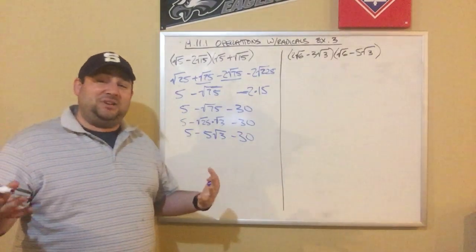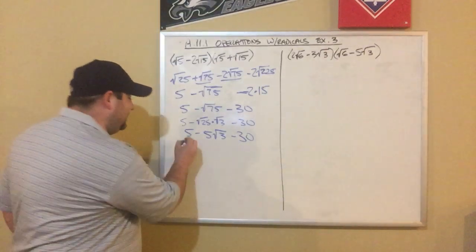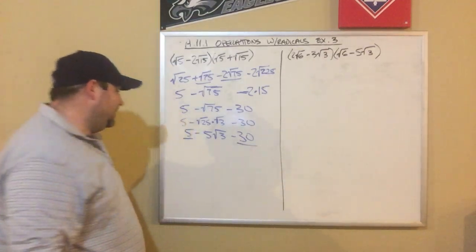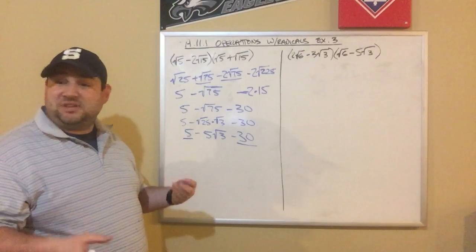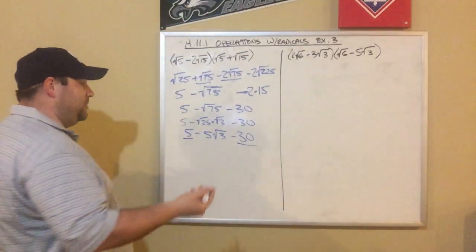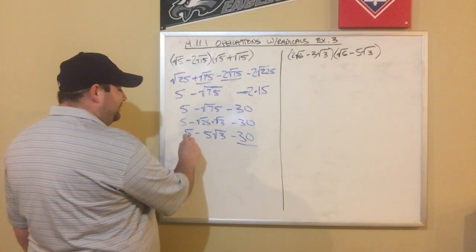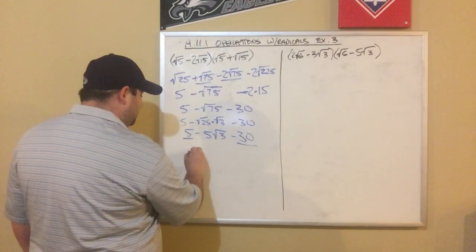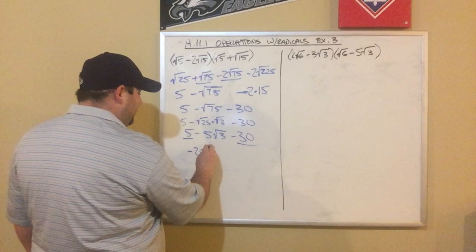You might still think you're done, but you're not, because look at the beginning and the end here. Those are both like terms. They're just numbers with no square root, no variable, nothing. So they're like terms. They're both constants. So I'm going to combine them. 5 minus 30 is negative 25. So I end up with negative 25.